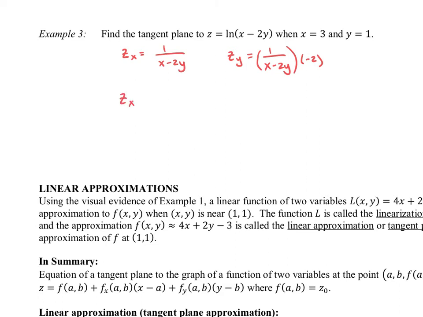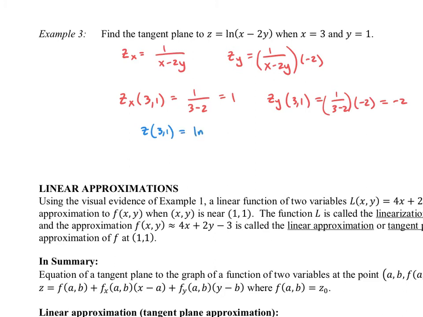So we have the partial with respect to x at 3, 1. I don't know what the z value is. We'll figure that out in a second. So we have, let's see, 1 over 3 minus 2, so that's going to be 1. And then we'll do the second one. So we know that's 1 over 3 minus 2. And then we multiply by negative 2, so we're going to get negative 2 for that one. I haven't calculated z yet, so let's go ahead and take z, and we're just going to substitute in x and y to that. So we have the natural log of 3 minus 2, and that happens to be 0.